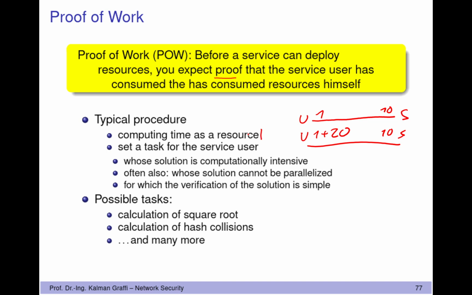Especially computing time. Just assume you would require 3 seconds for every email you send. That's okay. But if you want to send thousands of emails per minute or per time unit, then 3 seconds are more problematic. So you can also set a task for the service user whose solution is computationally intensive. It cannot be parallelized, but the solution should be simple to do.